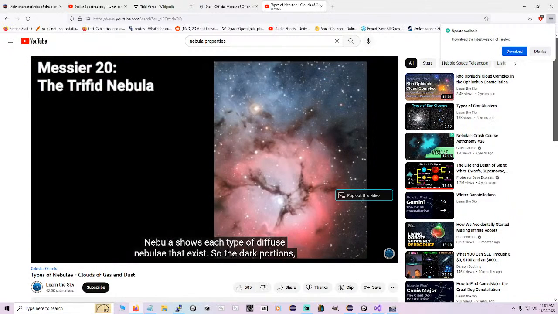So the Trifid Nebula shows each type of diffuse nebulae that exists. The dark portions, all right in here, that is considered an absorption nebula, or a dark nebula. And then the pink areas all throughout here, this would be considered to be an emission nebula. And then up here, reflection.